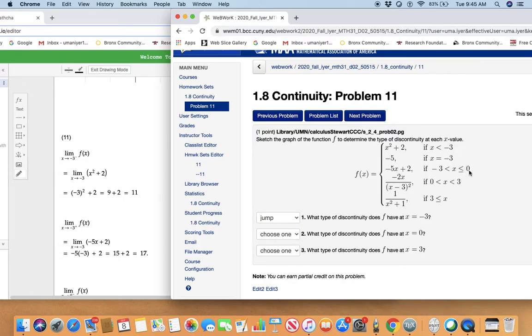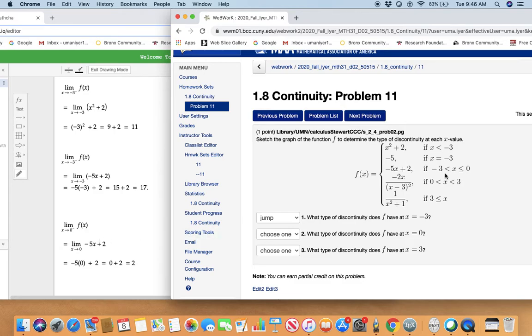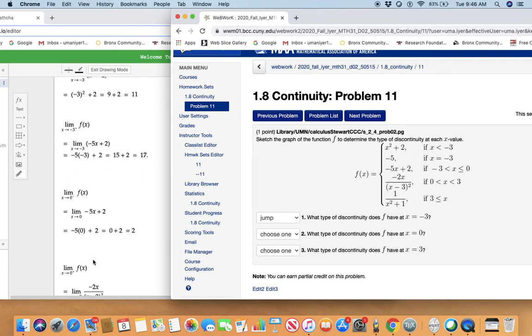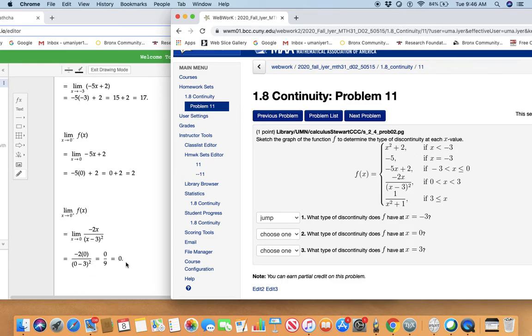What happens at 0? So 0 is addressed over here. So for the left hand limit at 0, I'm going to use the rule negative 5 plus 2. You get a 2. To the right of 0, you're going to use this rule. Plugging in 0, you get 0. So what happens at 0? Well, we are going to jump again.